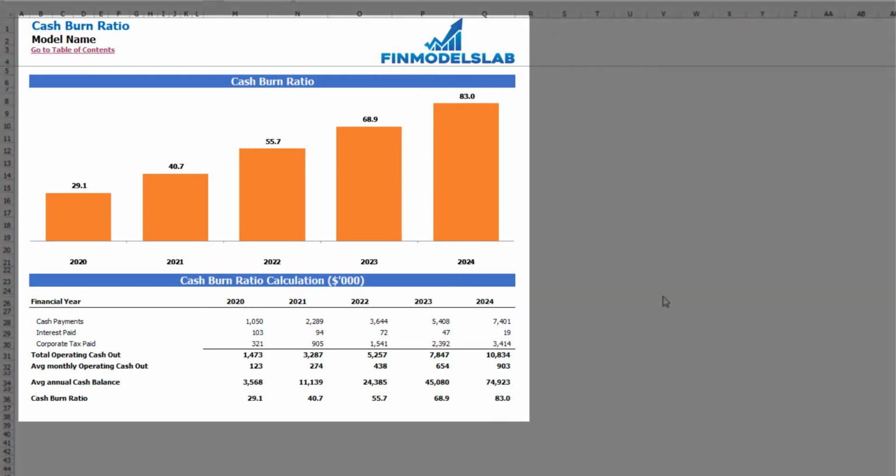On the burn tab, you can find the calculation of cash burn ratio, which consists of average burn amount across the year, average annual cash balance, and calculation of cash burn ratio. On the charts above, you can also see the cash burn ratio by years.